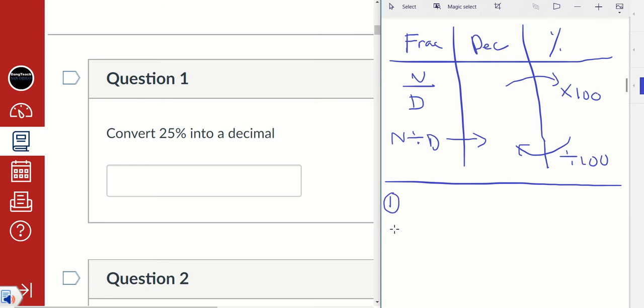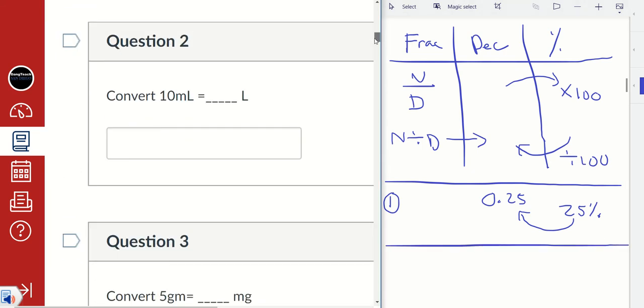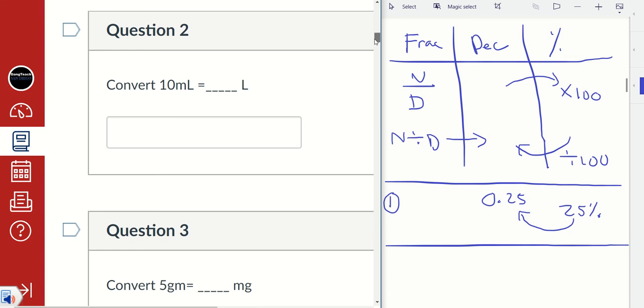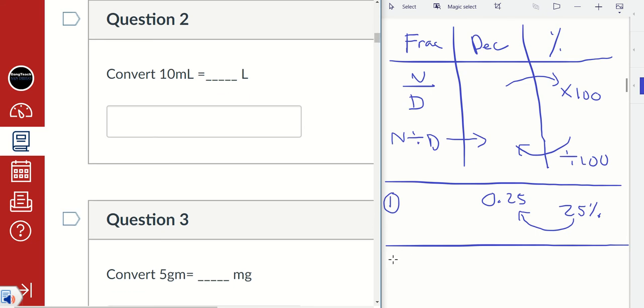So number 1, where are we? We are in the percent column, right? So how do I go from percentage to decimal? You put it over 100. Divide by 100. So what do you guys get? 0.25. Very good. Easy enough. Number 2.